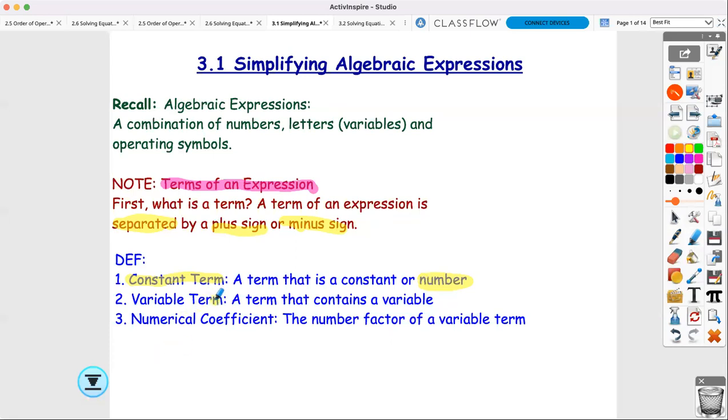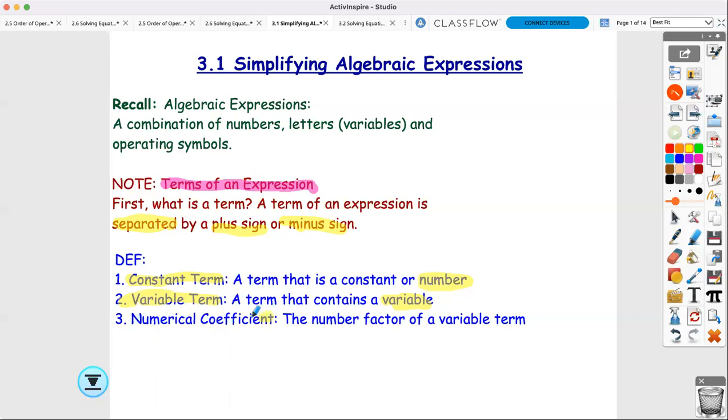Then definition 2 is we have a variable term. A variable term just pretty much means, is there a variable in it? Like 3x, that's a variable term. 10x squared is a variable term. 7y to the cube power, that's also a variable term.